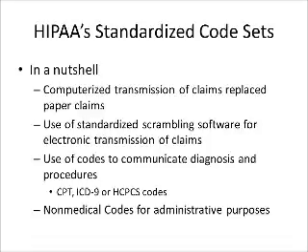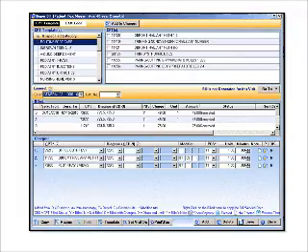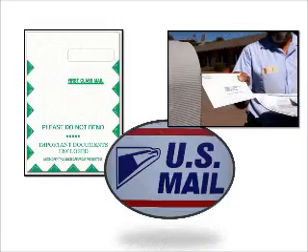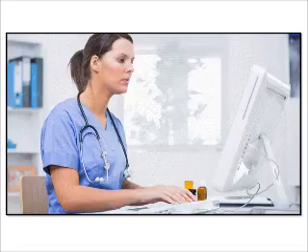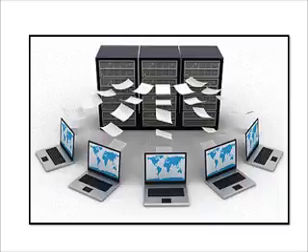So in a nutshell, computerized transmissions of claims have replaced paper claims. In other words, 20 years ago, a physician who was going to bill the insurance company for a patient's services would print up a paper claim, which was called a CMS 1500, and put it in an envelope and then mail it to the insurance carrier. Well, today they create a claim form on the computer, and instead of printing it and mailing it, it is sent via the internet and it's received instantaneously.